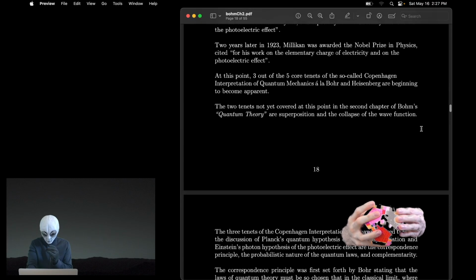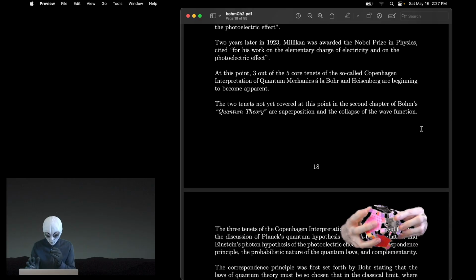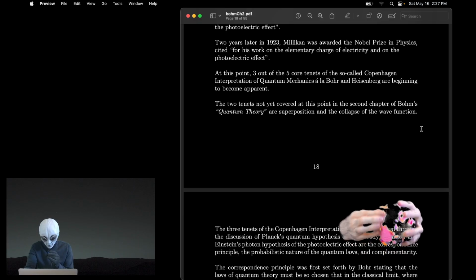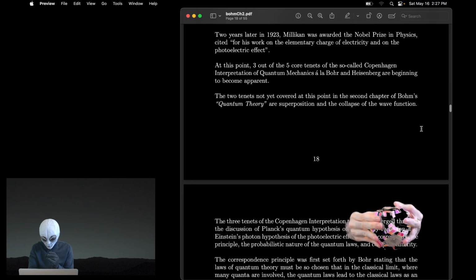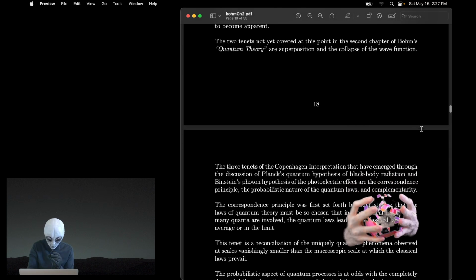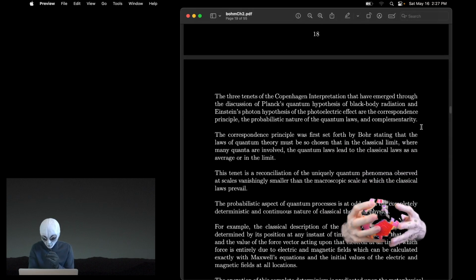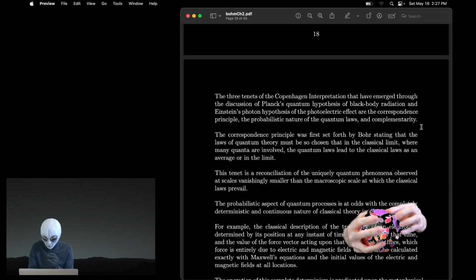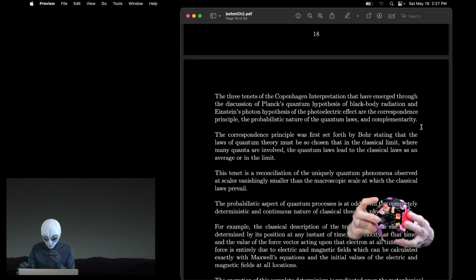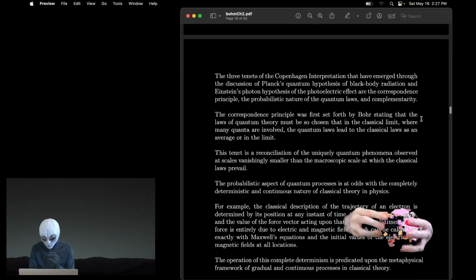At this point, 3 out of the 5 core tenets of the so-called Copenhagen interpretation of quantum mechanics, while Bohr and Heisenberg, are beginning to become apparent. The 2 tenets not yet covered at this point in the second chapter of Bohm's quantum theory are superposition and the collapse of the wave function. The 3 tenets of the Copenhagen interpretation that have emerged through the discussion of Planck's quantum hypothesis of blackbody radiation and Einstein's photon hypothesis of the photoelectric effect are the correspondence principle, the probabilistic nature of the quantum laws, and complementarity.